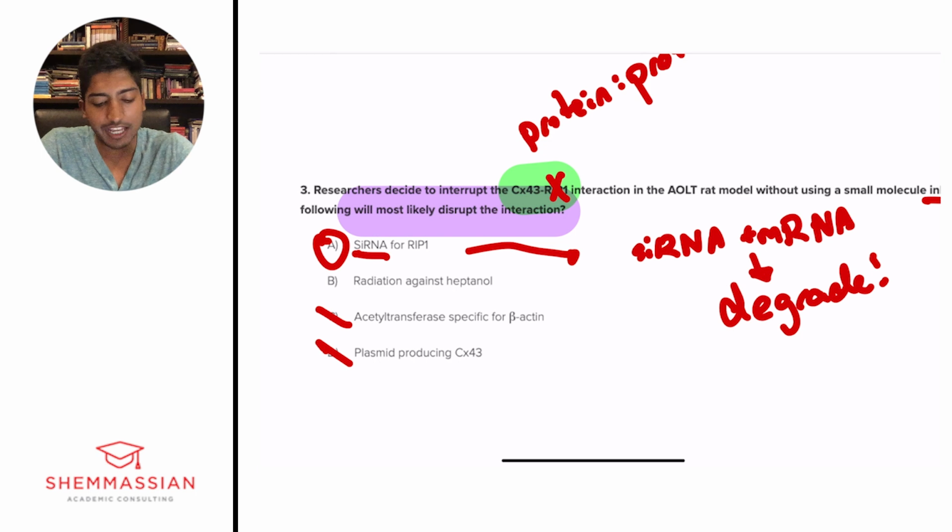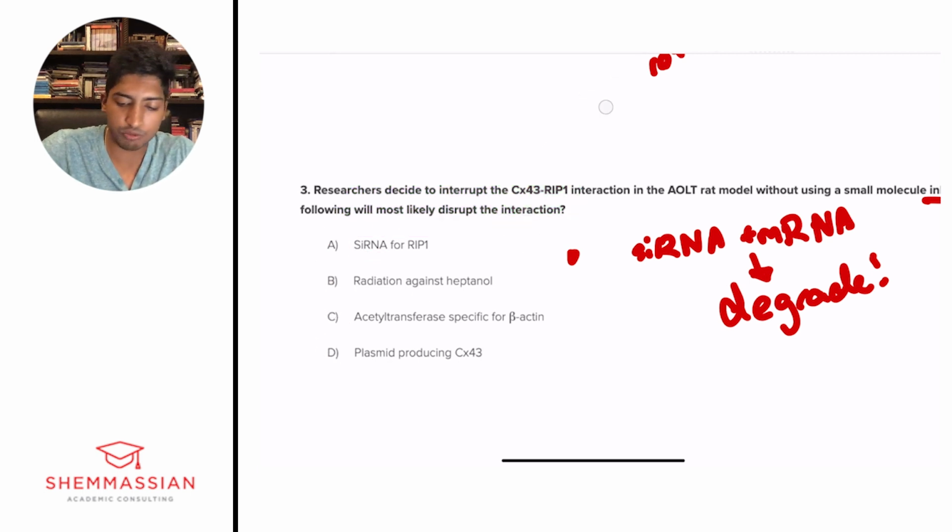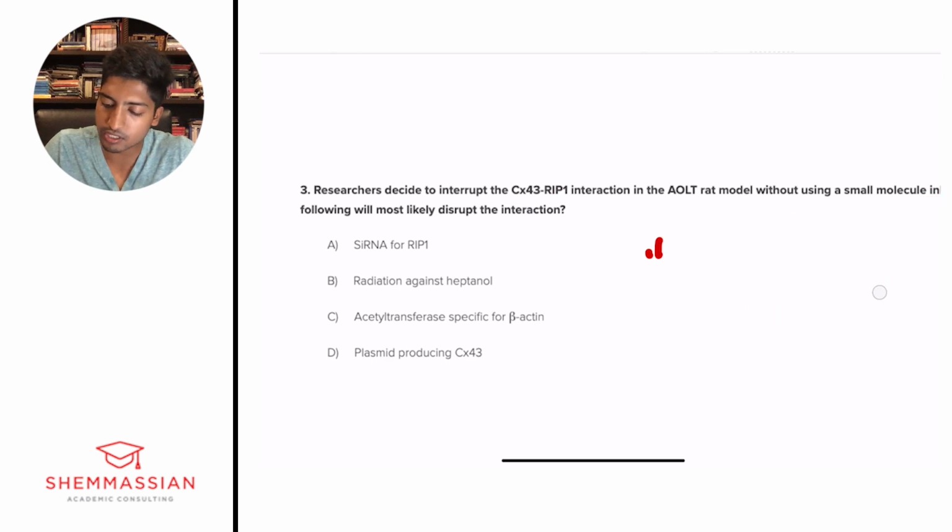Now, if we did radiation against heptanol, radiation is a much broader sort of agent. It'll disrupt everything, right? There's no guarantee that it will interrupt the CX43 and RIP1 interaction. But we can say that it is possible. But in this case, it's saying most likely disrupt, so we can eliminate B since A is pretty directly going to affect this interaction. And with that, we're 3 for 3. On to the final question.